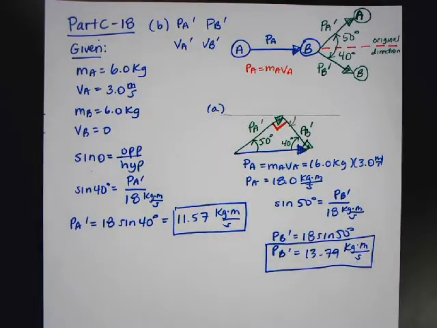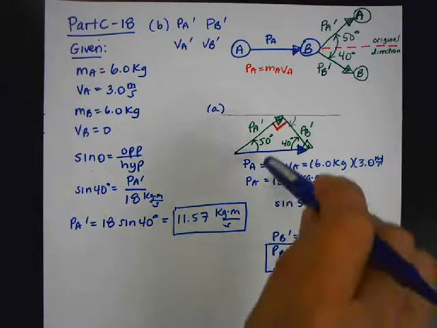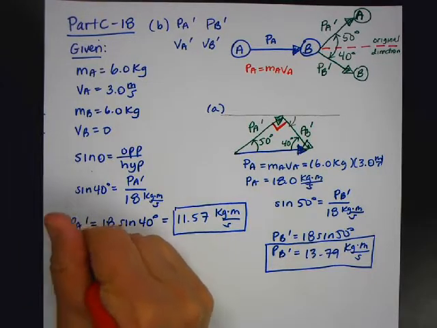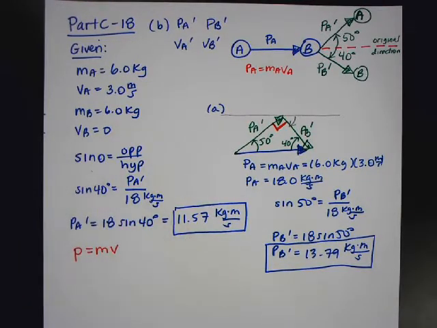So now I've already found that part. So this was not physics, that's math. So I used my momentum triangle to find the other two sides. Now I want to find the velocity. So now I'm going to go back to the first thing I learned. I'm going to say P is equal to mv.